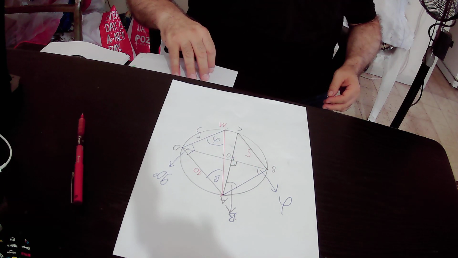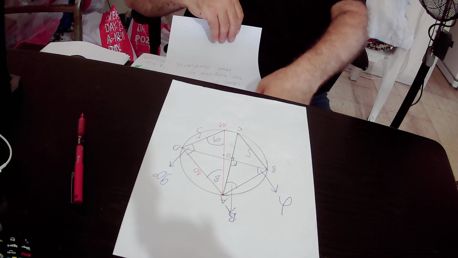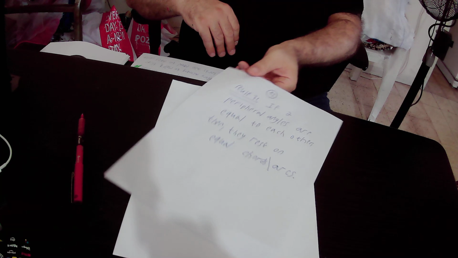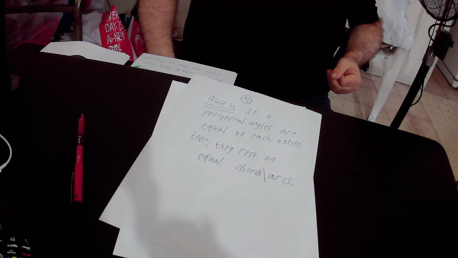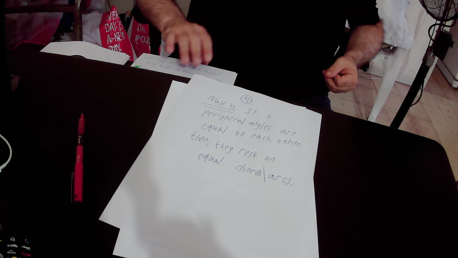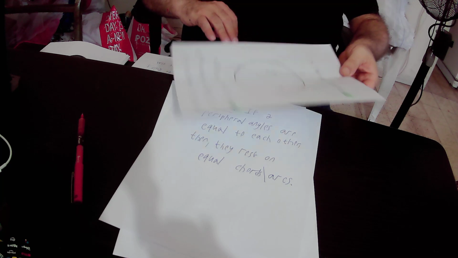Okay, and we have rule number 3 that states that if two peripheral angles are equal to each other, then they rest on equal chords or equal arcs. So I will give you an example of rule number 3.